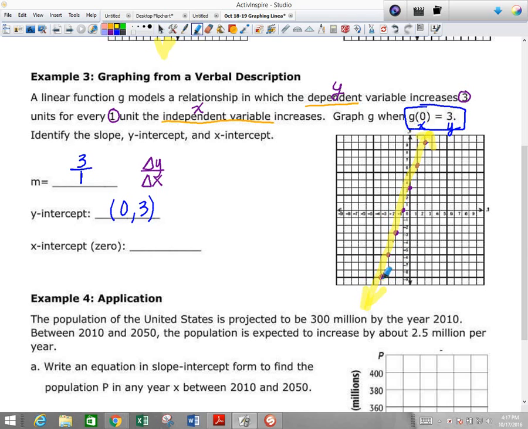Okay? And then I can look at my graph and tell where the x-intercept is. The x-intercept is where it crosses the x-axis. So we are here. And it looks like x is -1. So my point is (-1, 0). Hopefully you guys can see those numbers better on your paper.